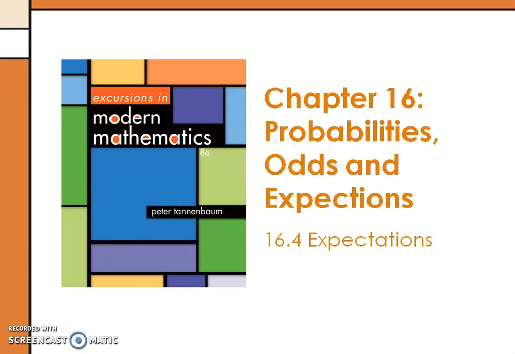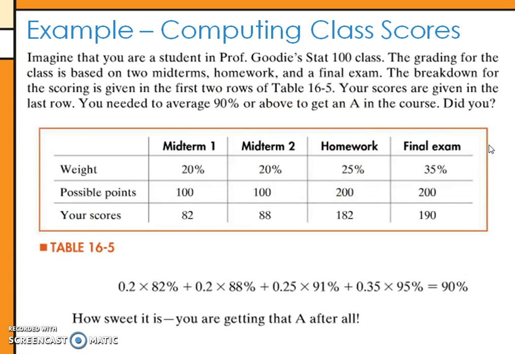Okay, here in 16.4, we're going to look at what's called expected value. It's kind of similar to an average. You're saying on average, what do I think is going to be the outcome here, even though you don't know the outcome each time. So we'll look at an example.